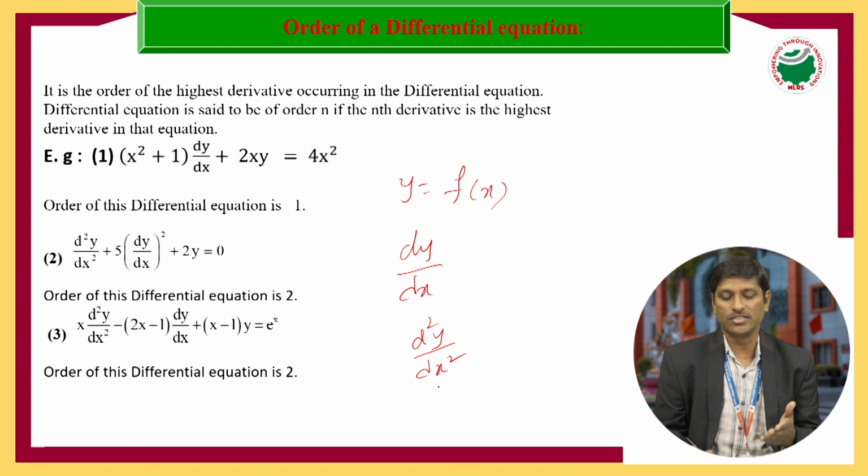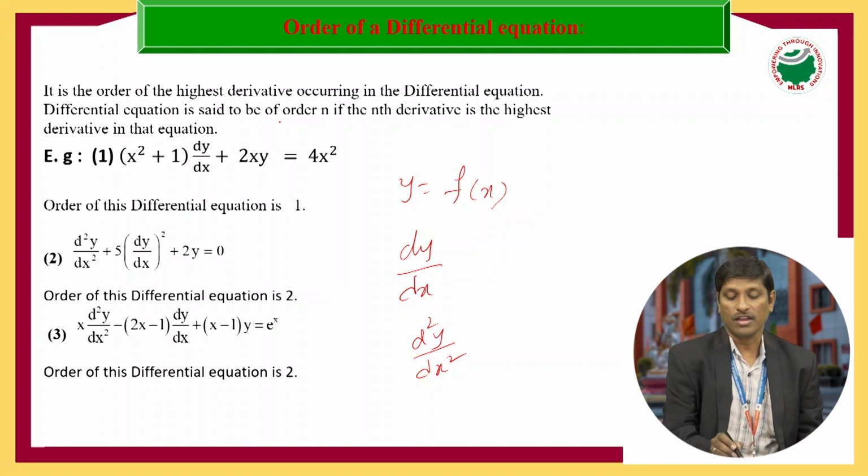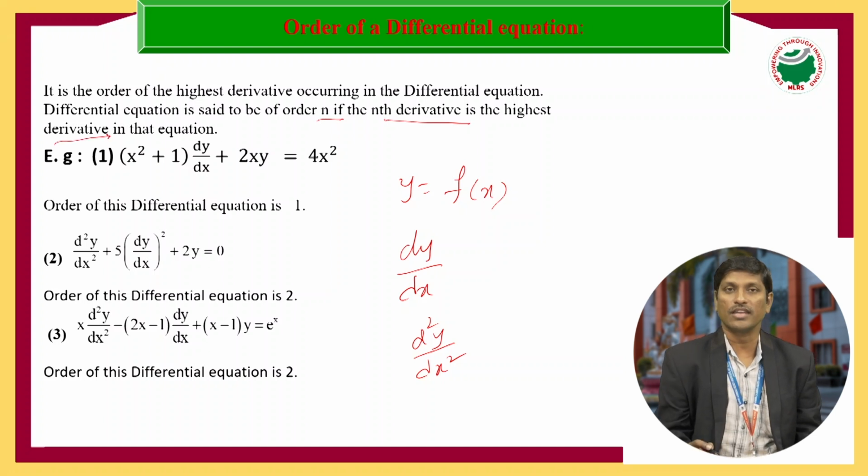So here, the order is the order of the highest derivative occurring in the differential equation. Order n, if the nth derivative is the highest derivative in that equation. So whichever has the highest derivative, that is simply the order of that particular differential equation. If the given differential equation has nth as the highest derivative, then n is the order of that differential equation.